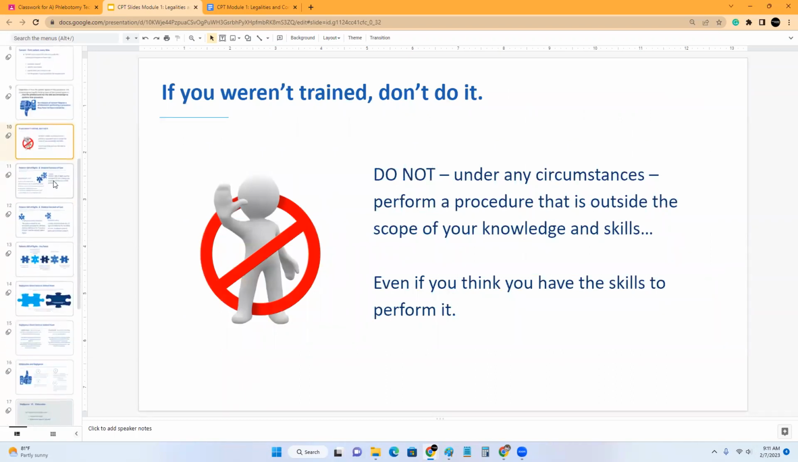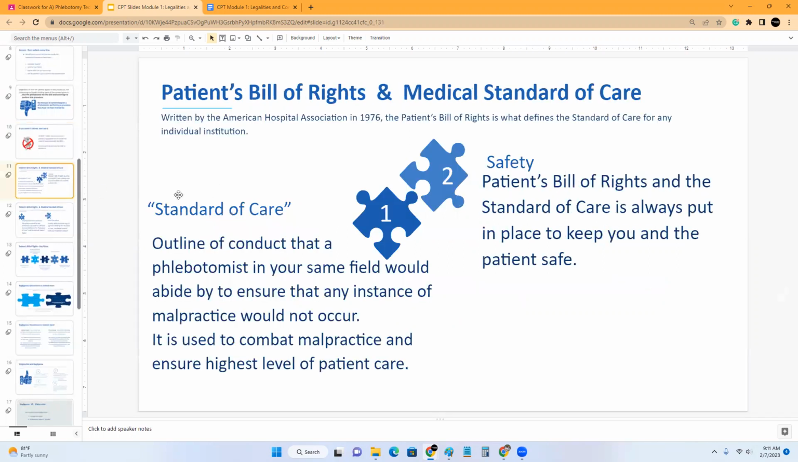In this class, you will be given the skills to perform venipunctures, finger sticks, urine testing, and all sorts of other different things. But if it's something you have not learned, it is not in your scope of knowledge or skills, don't do it. Someone else on the job can train you how to do it, but unless you are trained, do not do it.